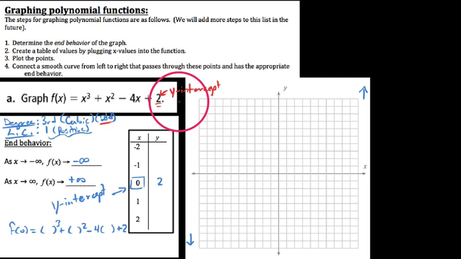It's like when you graph a line, you have y equals mx plus b. That's an important point where it hits the y-axis. So I'm going to go ahead, I'm going to put 2 on this graph, 0, 2. I'm not going to label it because I have it in my table over here. As long as it's in the table, you don't need to label it, okay?